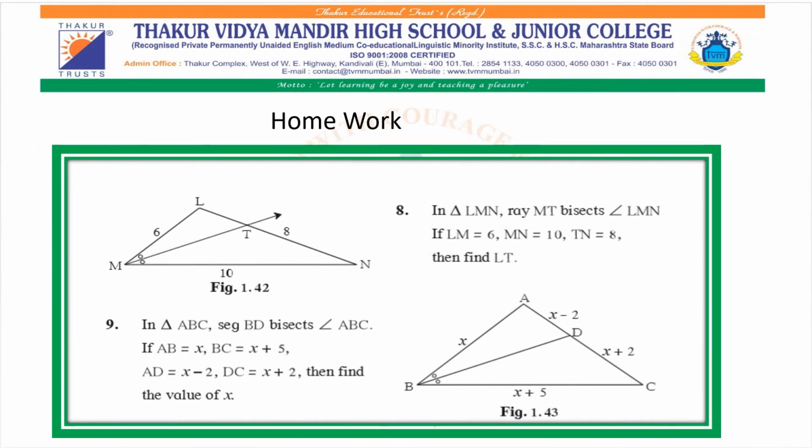These two sums also we have left in between, which we'll be doing as homework. Sum number 8 and sum number 9, both will be using the angle bisector property. In sum number 9, the values are given in x form, so you need to solve this by using a quadratic equation. When you solve this, you'll come to know how to complete it. If you have any doubt, we'll be discussing it in the next class.